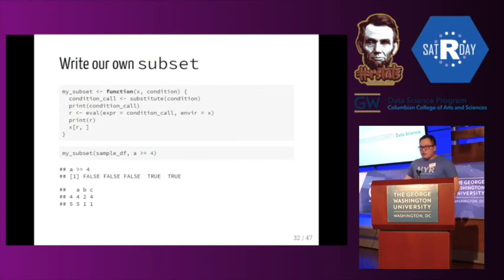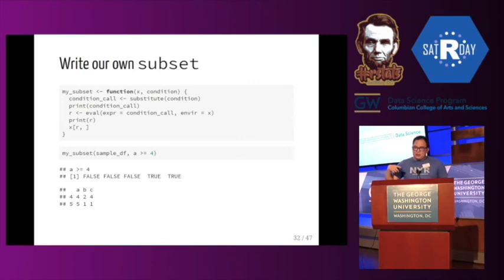But we can also write our own subset function, right? If you actually look at the source code, you'll see substitute and deparse in the source code of subset. But this is generally what's going on. We have a data frame and a condition. We're getting the substitute of the condition, so it's getting back the exact same value that the user put in. And I'm just printing these values so you see it.